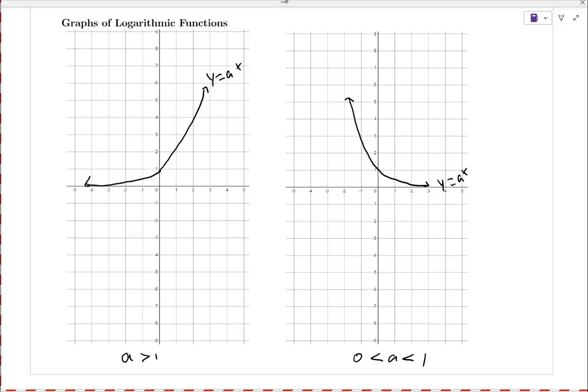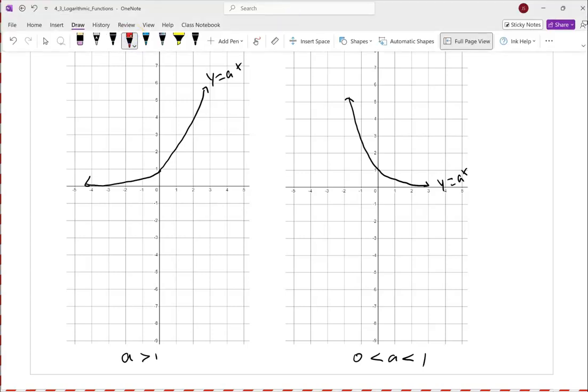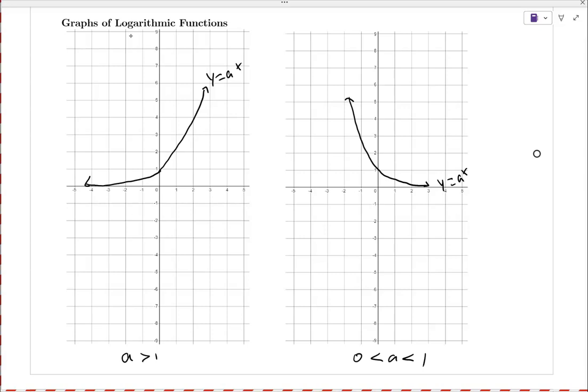All right. The reason why I'm starting this is I need to start somewhere to get the graphs of the logs, rather than putting in a bunch of numbers. I could do this by putting in a bunch of numbers, but that seems like overkill. Remember that when you graph inverse functions, you do that reflection about the line y equals x.